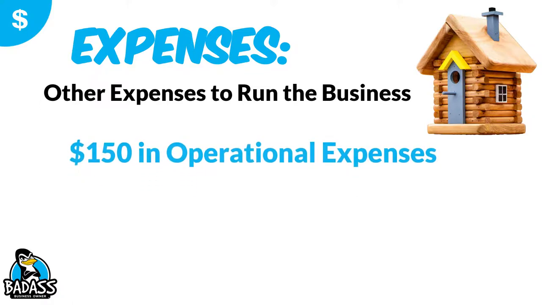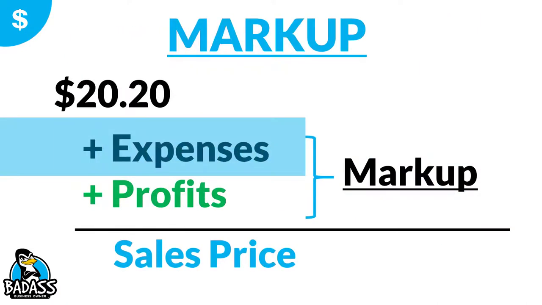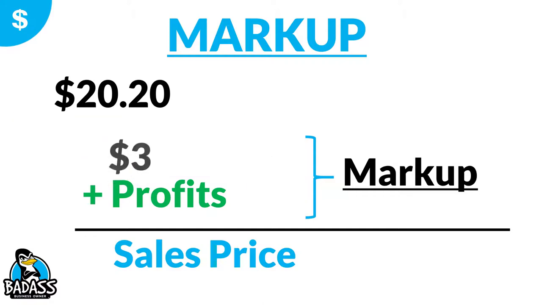In our example, our business owner has $150 a month in operational expenses, and they also know they do about 50 birdhouses a month. So knowing that, they take the $150 divided by the 50 birdhouses, which means that each birdhouse has to set aside $3 in order for them to pay their operational expenses. So we're going to take that $3 and move it over here to our calculation, and we're going to replace expenses with the $3.